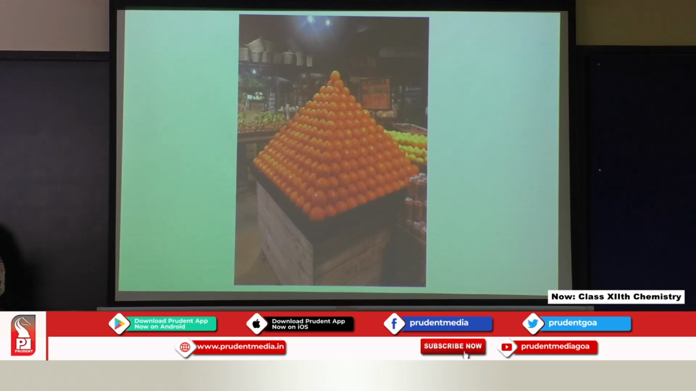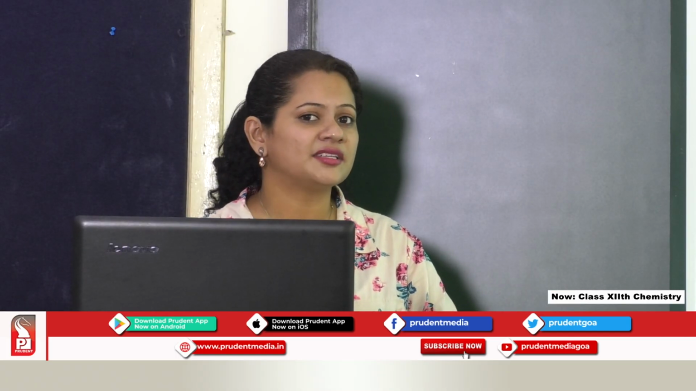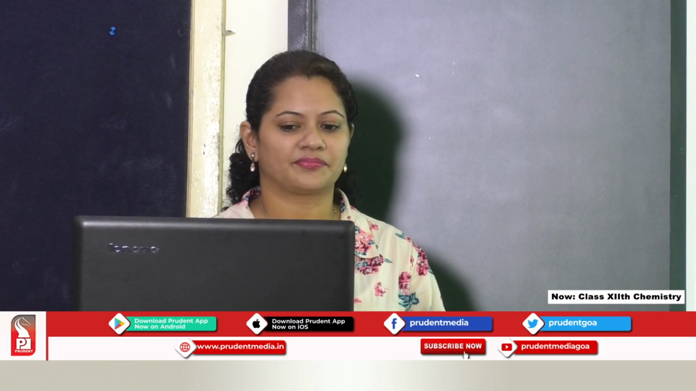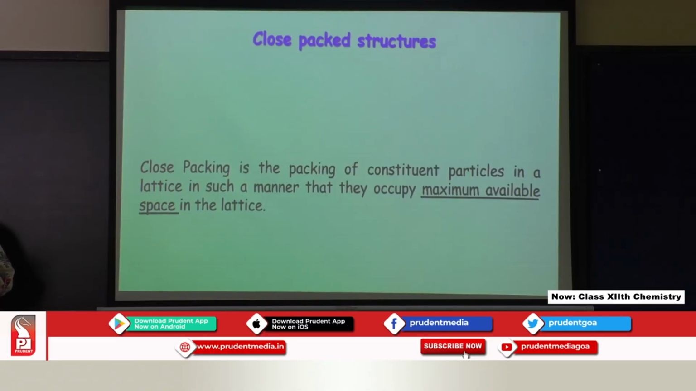We can extend this analogy to visualize the packing of atoms in a crystal by treating them as hard spheres, all of them being of equal size. Close packing is the arrangement of constituent particles in a lattice in such a manner that they occupy maximum available space in the lattice. Only then can we call this packing an efficient one.